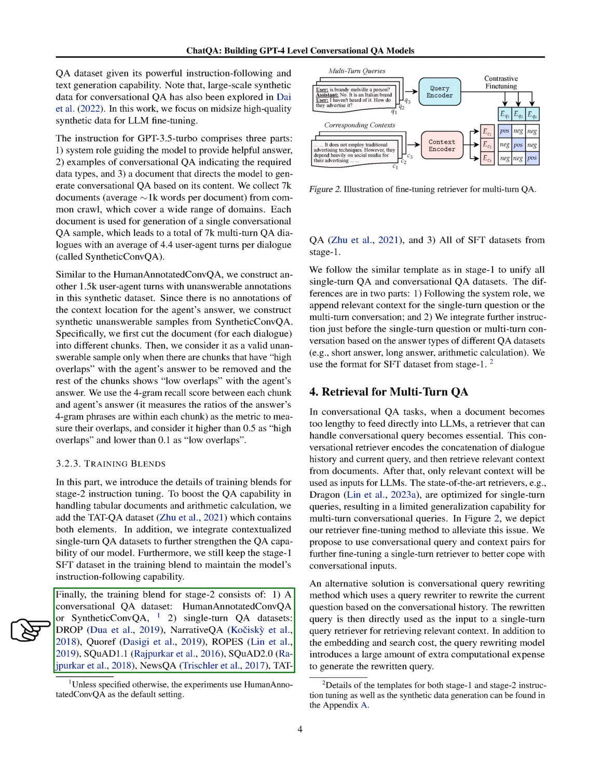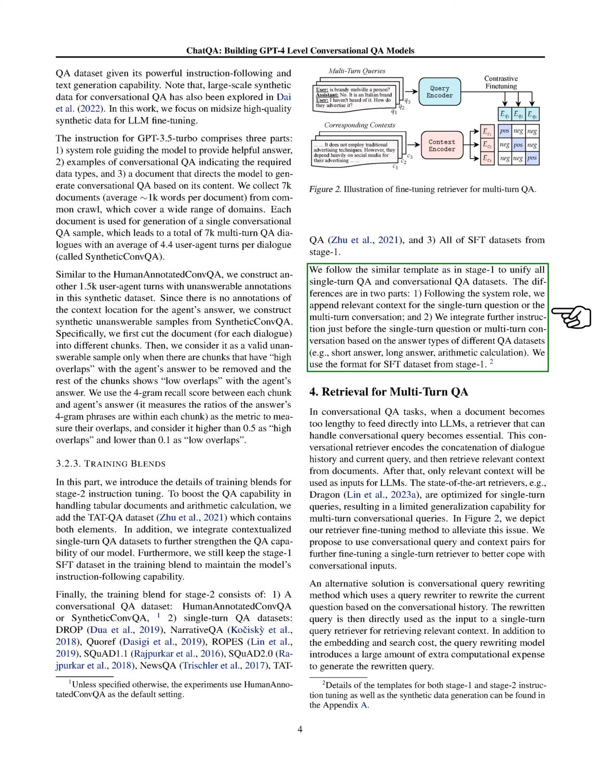The training blend for Stage 2 consists of 1. A conversational QA dataset, either human annotated Conv-QA or synthetic Conv-QA, 2. Single-turn QA datasets, and 3. All of the SFT datasets from Stage 1. We use a similar template as in Stage 1 to unify all single-turn QA and conversational QA datasets.